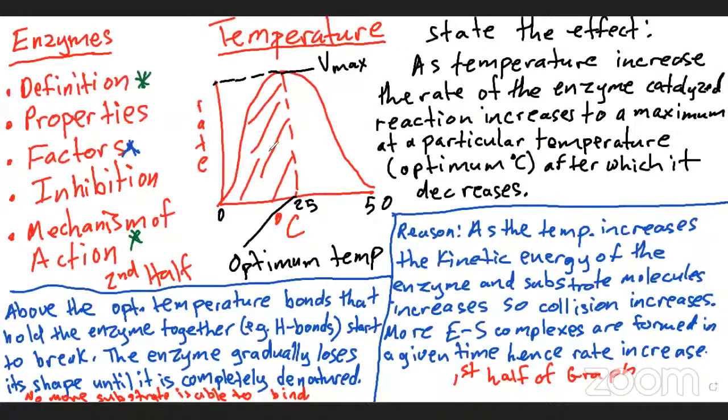All right, so in the first half, no bonds are going to break. It's just about increasing collision and enzyme-substrate complex formation, so the rate increases. Once you get to this point now and beyond, that is where the bonds start to break until the enzyme is eventually denatured.